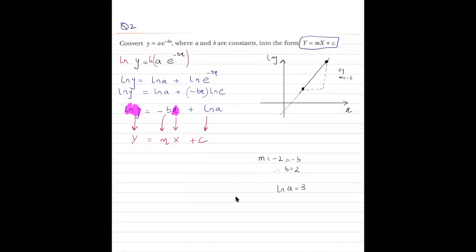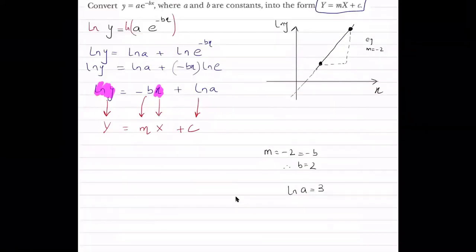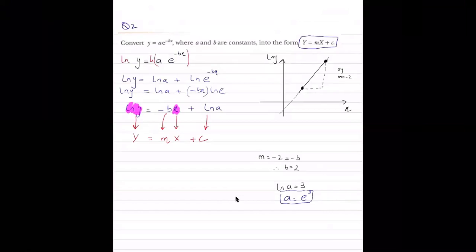So ln A is equal to 3. So A is going to be equal to... ln is always to the base e. Oh sorry, so e to the base 3 equals A. So A is going to be equal to e to the power of 3. Okay, so that's how you do this.